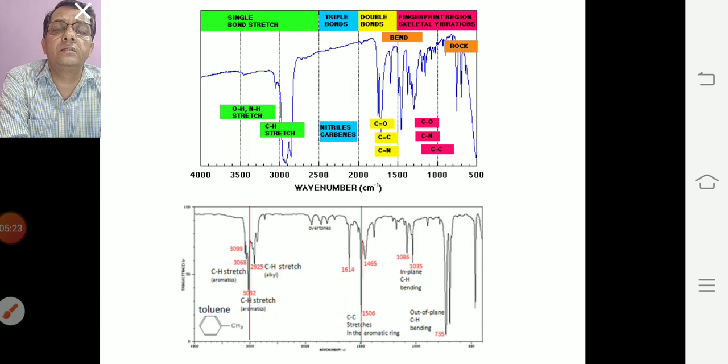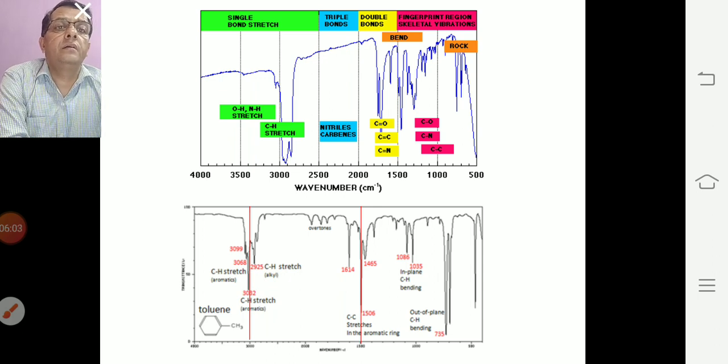And between 2000 to 2500 there are C≡C and C≡N triple bonds. Here triple bonds are observed, and above 2500 to 4000 many stretching vibrations are recorded, and C-H stretch, whether sp3 hybridized, sp2 hybridized or sp hybridized, is recorded here. And in this region O-H and N-H stretches are also recorded.